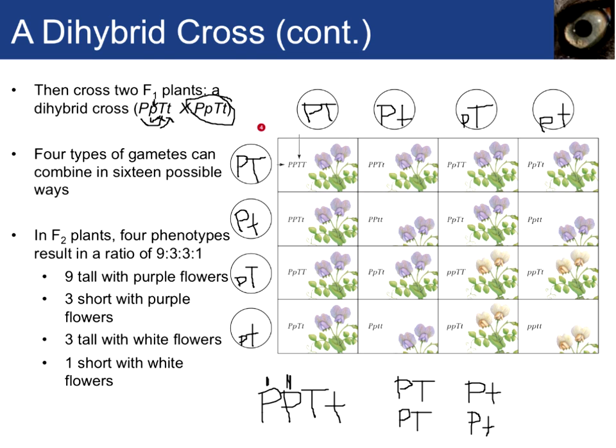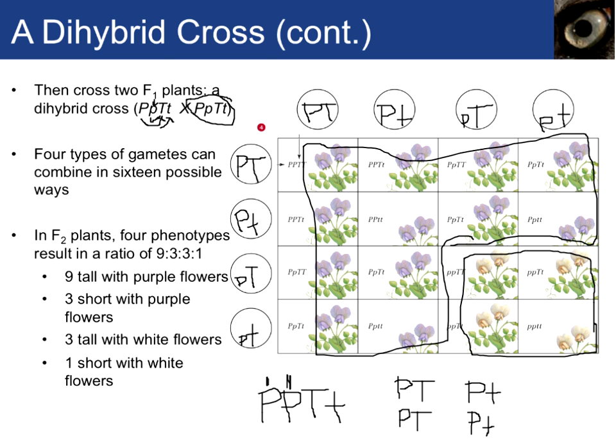And if you cross these sets of gametes, this is what you end up getting. What's interesting is that if you're just looking at a single trait, let's look at flower color because that's most obvious, you're going to get one-fourth white and three-fourths purple. So looking at one trait, you're always going to get this 3-to-1 phenotypic ratio with a hybrid cross.